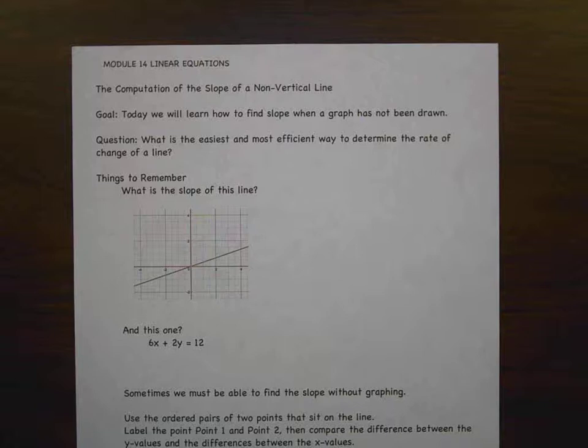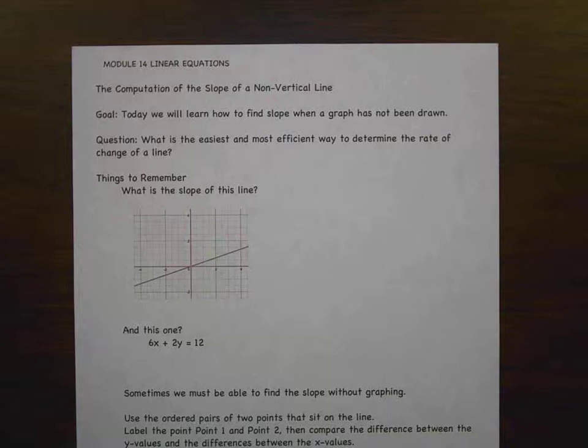This is lesson 16, and it is called the computation of the slope of a non-vertical line. Our goal for today is to learn how to find slope when a graph has not been drawn. The question that I want you to think about is, what is the easiest and most efficient way to determine the rate of change of a line?